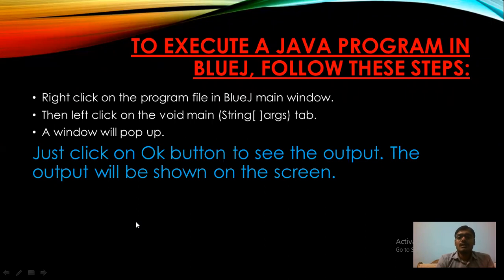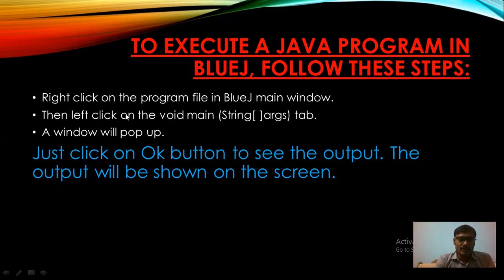Now, to execute a Java program in BlueJ, we have to follow these steps. Execute means what? To run a Java program. After writing the code in Java, the program has to be run. Okay. So what are the steps to run?